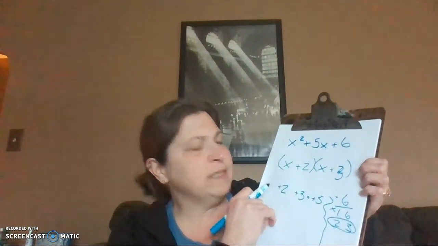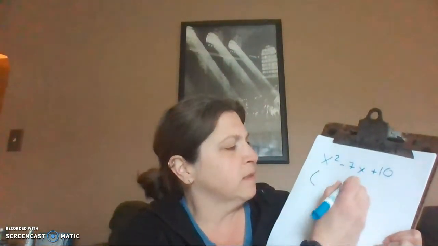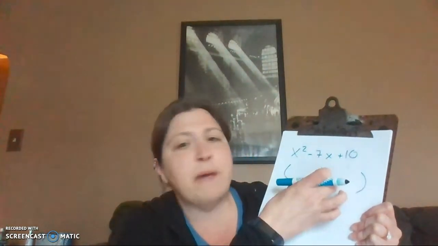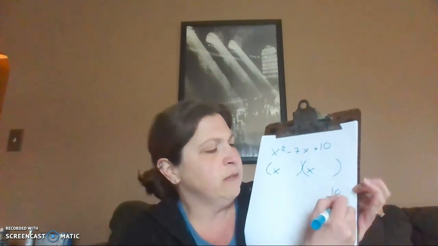Okay, cool. This is the last one that I have for you. Okay, so we're going to look at this. Same idea, right? Quadratic, 2 parentheses. Again, no coefficient, meaning it's a 1. So cool. Break it up, x and x. Again, I need two numbers that are going to multiply to 10. So here are the factors: 1 and 10, and 2 and 5. Those are all the factors.